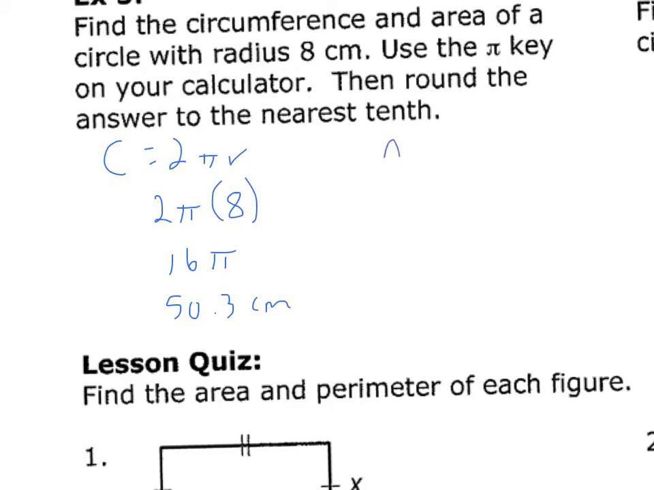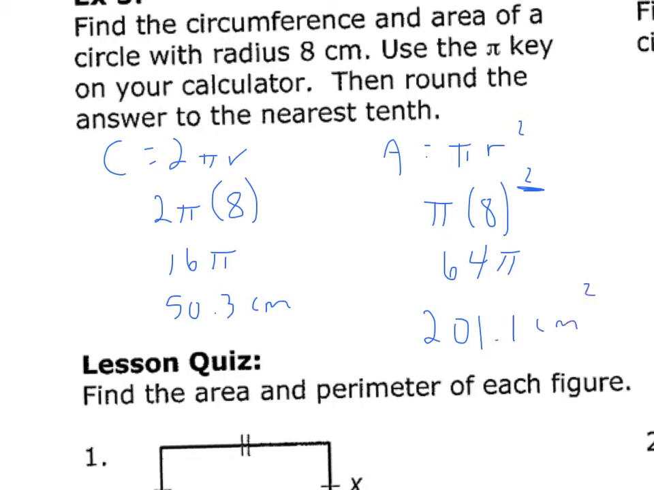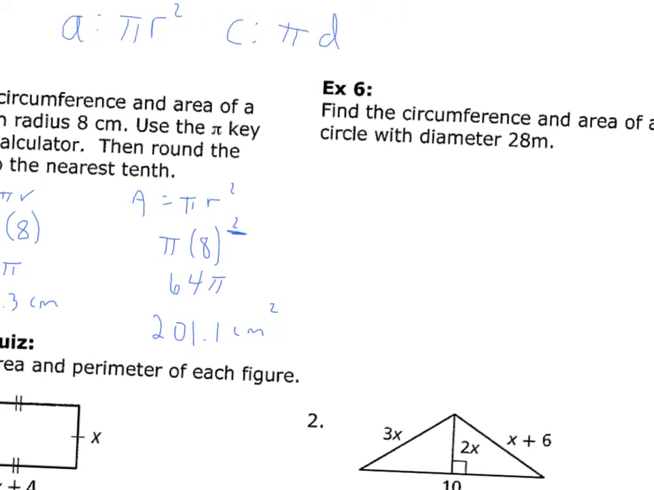Let's find our area, which we know to be pi r squared. We plug in pi, and our radius is 8. Then we have 64 pi, because 8 times 8 is 64. If you do 64 pi on your calculator, that gives you 201.1 centimeters squared. So you're just plugging numbers into your different circle formulas, and then you're done. We're going to take a look at one more example.